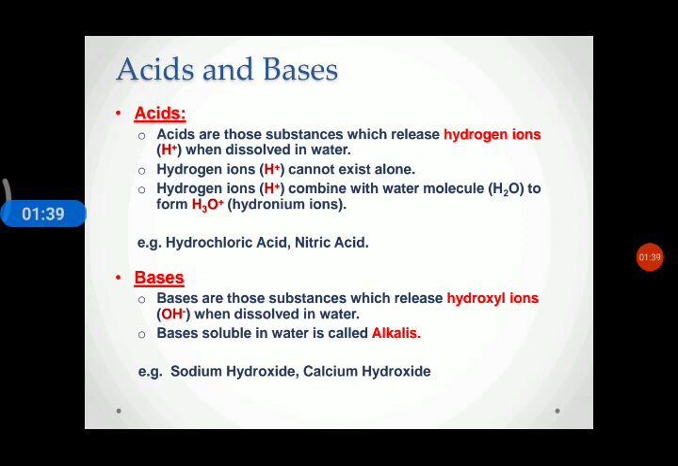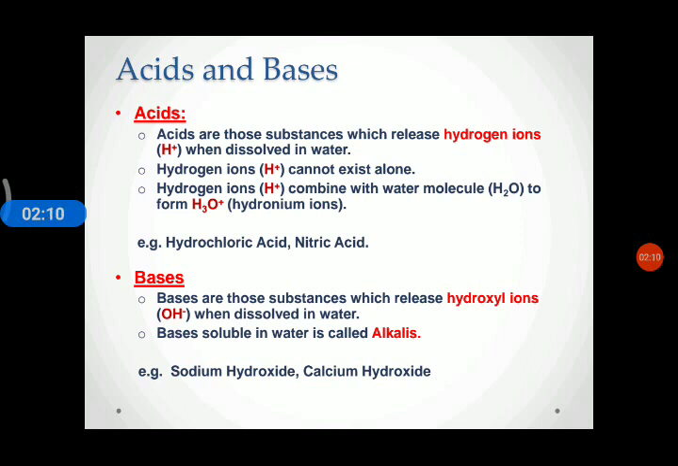Hydrogen ions cannot exist alone. Hydrogen ions exist only with water. That means any material shows acidic nature only in liquid form, only in the presence of water. Simple examples are hydrochloric acid, nitric acid, etc. The chemical formula of hydrochloric acid is HCl.